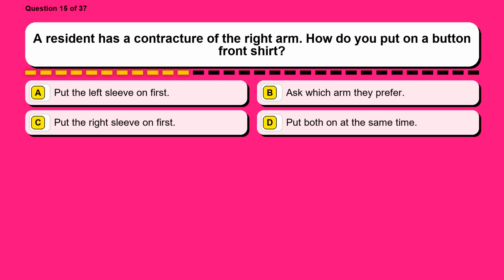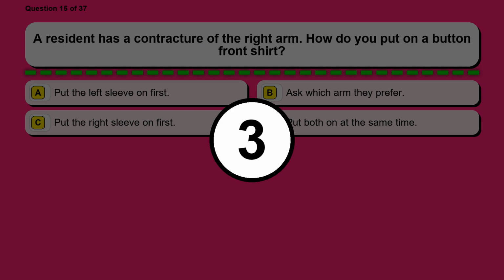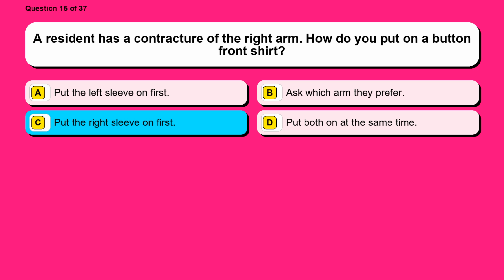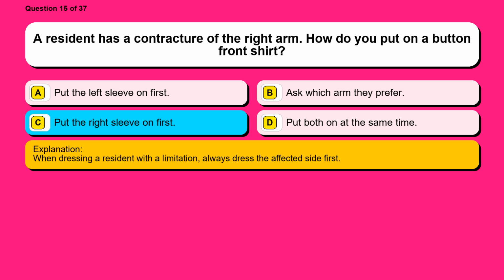Option A. Put the left sleeve on first. Option B. Ask which arm they prefer. Option C. Put the right sleeve on first. Option D. Put both on at the same time. The correct answer is option C. Put the right sleeve on first. When dressing a resident with a limitation, always dress the affected side first.